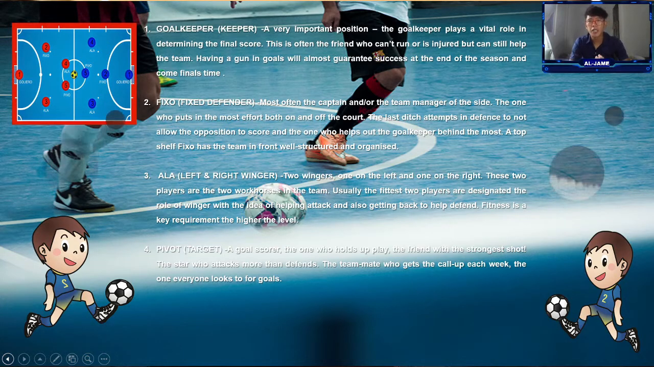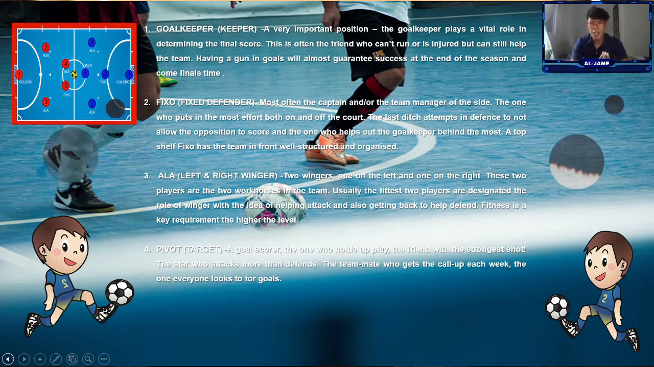However, we also have the ala, or the left and right winger. The wingers are one on the left and one on the right. These two players are the workhorses of the team. Usually, the fittest two players are designated the role of winger, with the idea of helping attack and also getting back to help defend. Fitness is a key requirement the higher the level.